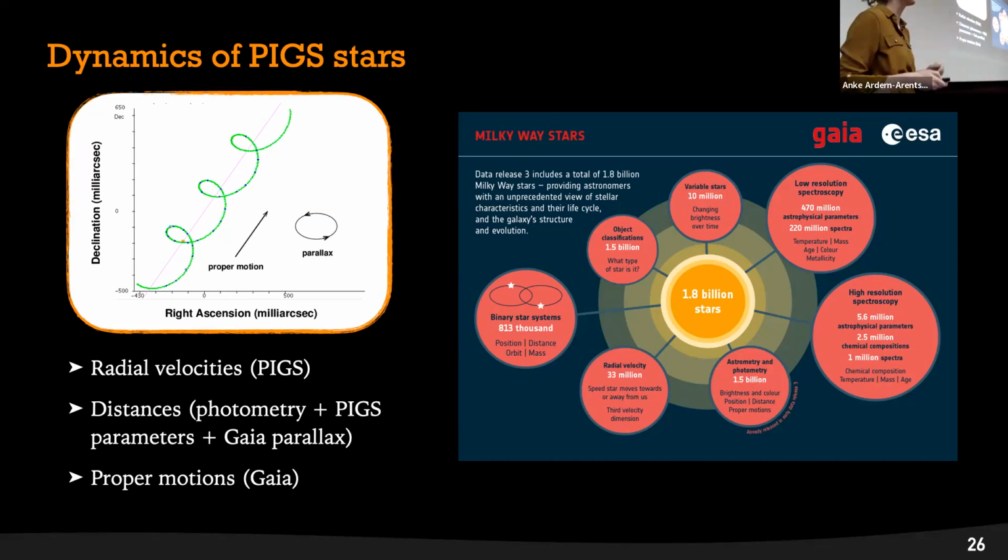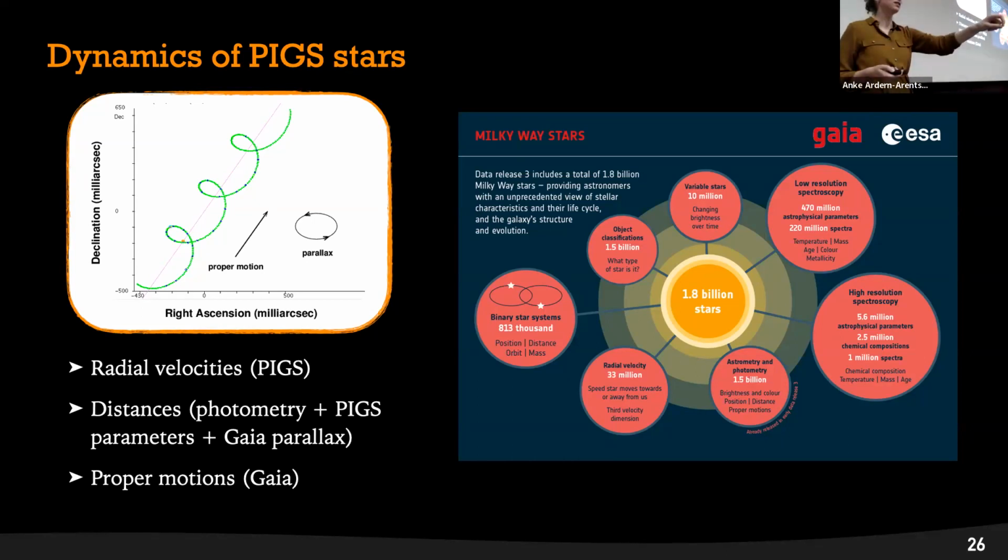And this is how you can get the distance for a star. So this is now available for lots and lots of stars, and this is really a game changer. Before that, it was really hard to get distances and the on-sky motions for stars. So then we combine all of these different things.